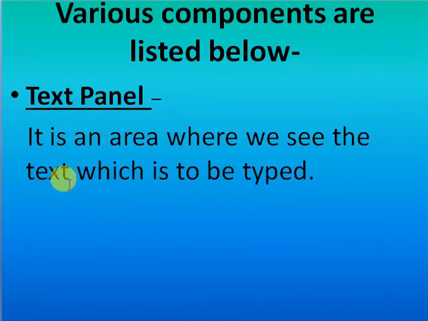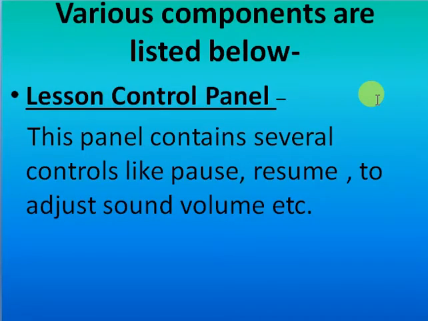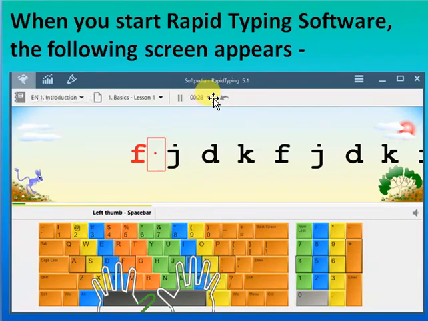The other one is the text panel. It is an area where we see the text which is to be typed. In this figure you can see this is the text panel. After the text panel, another component is the lesson control panel. This panel contains several controls like pause, resume, adjusting the volume, etc. This you can see from here. This is the lesson control panel. Here is the pause button, your timing and other functions are also there.